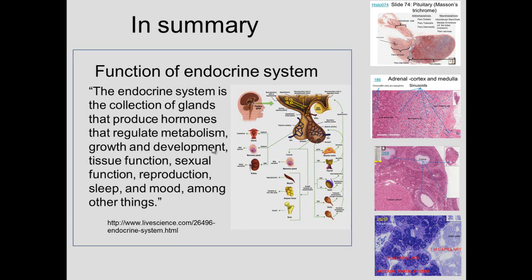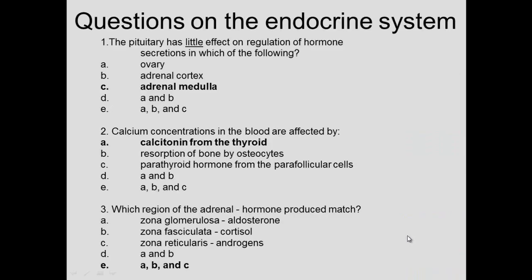So in summary, the functional endocrine system is a collection of glands, and we see a host of these glands that regulate metabolism, growth, reproduction, mood, and various other things. And we can see the pituitary here, adrenal, ovary, and we can see the pancreas there.